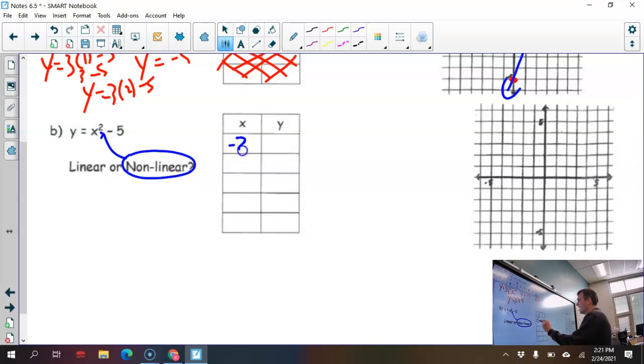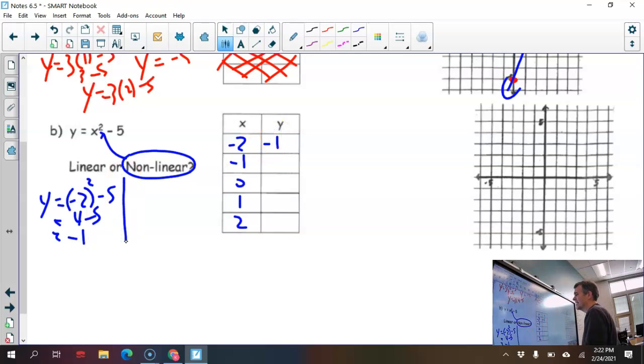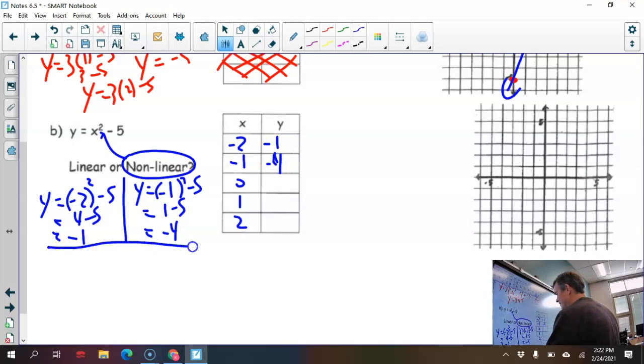So I have to do all 5 points like this. So I'm going to start at negative 2, and I'm going to substitute it in and get the y value. Negative 2 squared minus 5. That'd be 4 minus 5. That'd be negative 1. Then I'm going to take negative 1 and substitute it in. That'd be negative 1 squared minus 5. That'd be 1 minus 5. That'd be negative 4. And then I'm going to put 0 in. So y would equal 0 squared minus 5. That'd be negative 5.